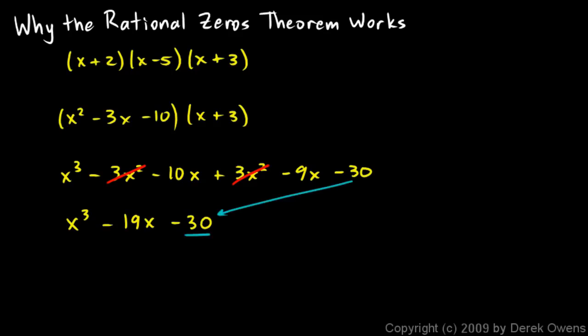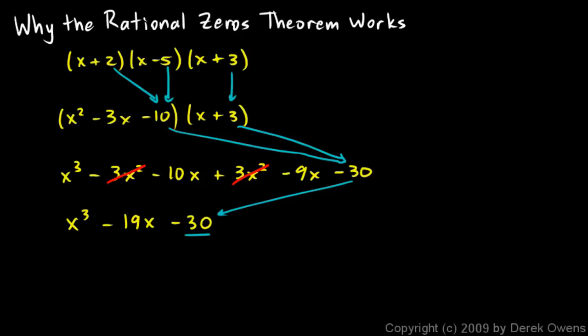So that 30 is there. And where did that 30 come from? Well, it came from this 10 and this 3. So those two numbers multiplied together gave me that 30. And where'd the 3 come from? Well, the 3 came from right up here. And this minus 10 came from that 2 and that minus 5 multiplied together.